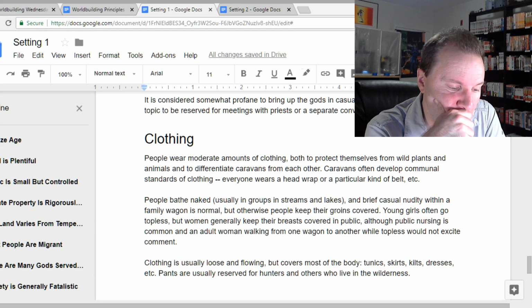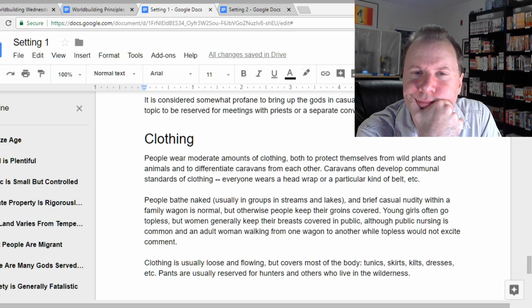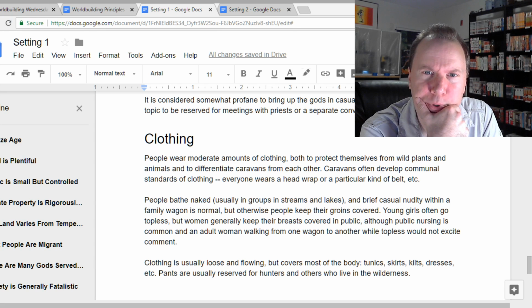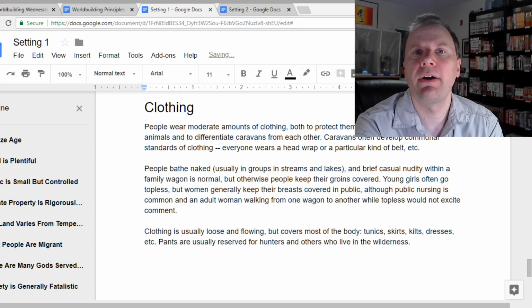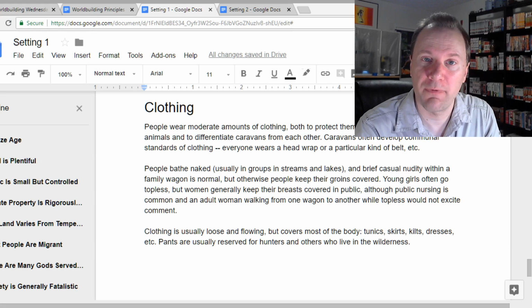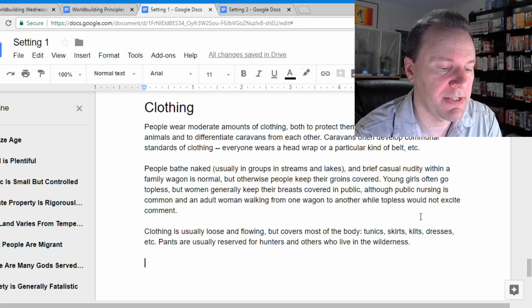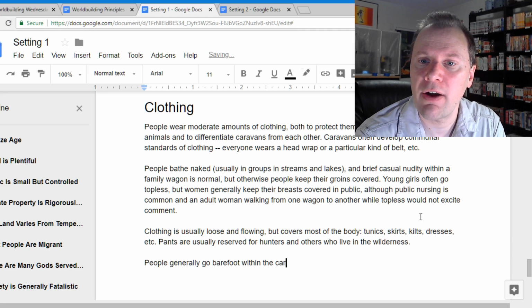Feet. Do people go barefoot, or do they wear shoes, or boots, or sandals? Sandals are cheap and easy. There's a sense of kind of touching the ground. I think what we'll say. I like the idea that people like to feel the ground with their feet without anything in between them, but that's not practical. So we'll say that people generally go barefoot within the caravan and while the caravan is stopped.